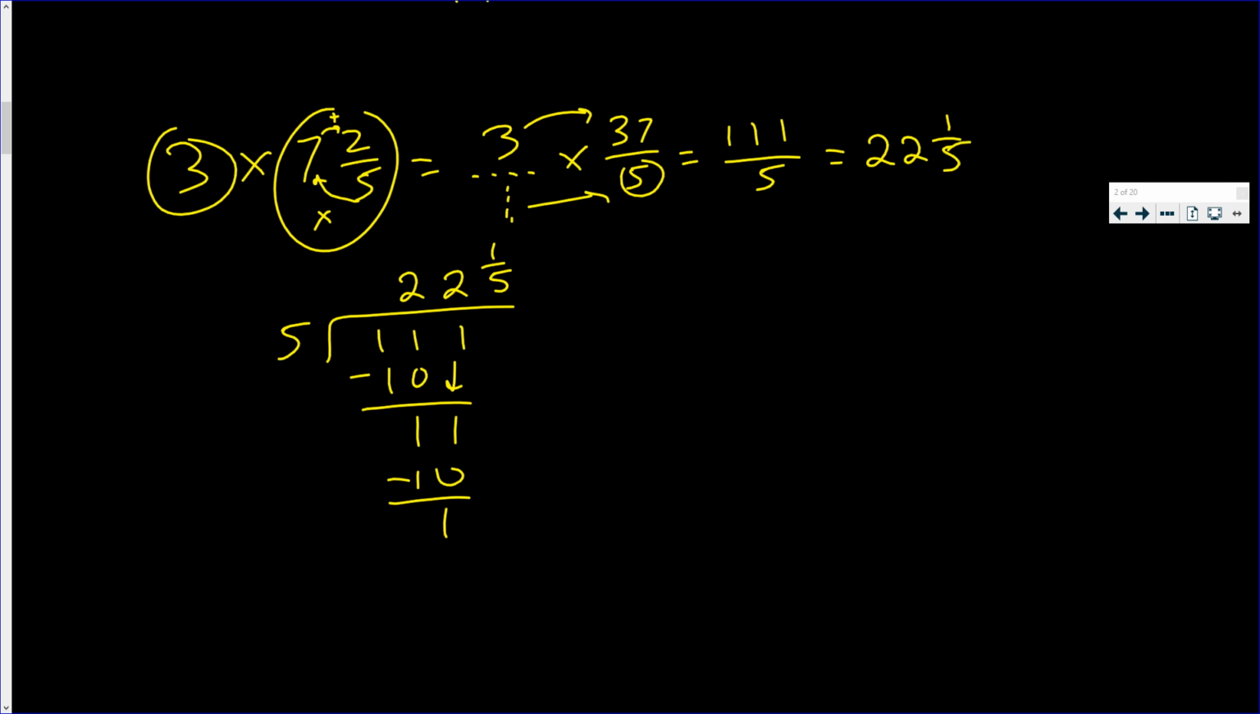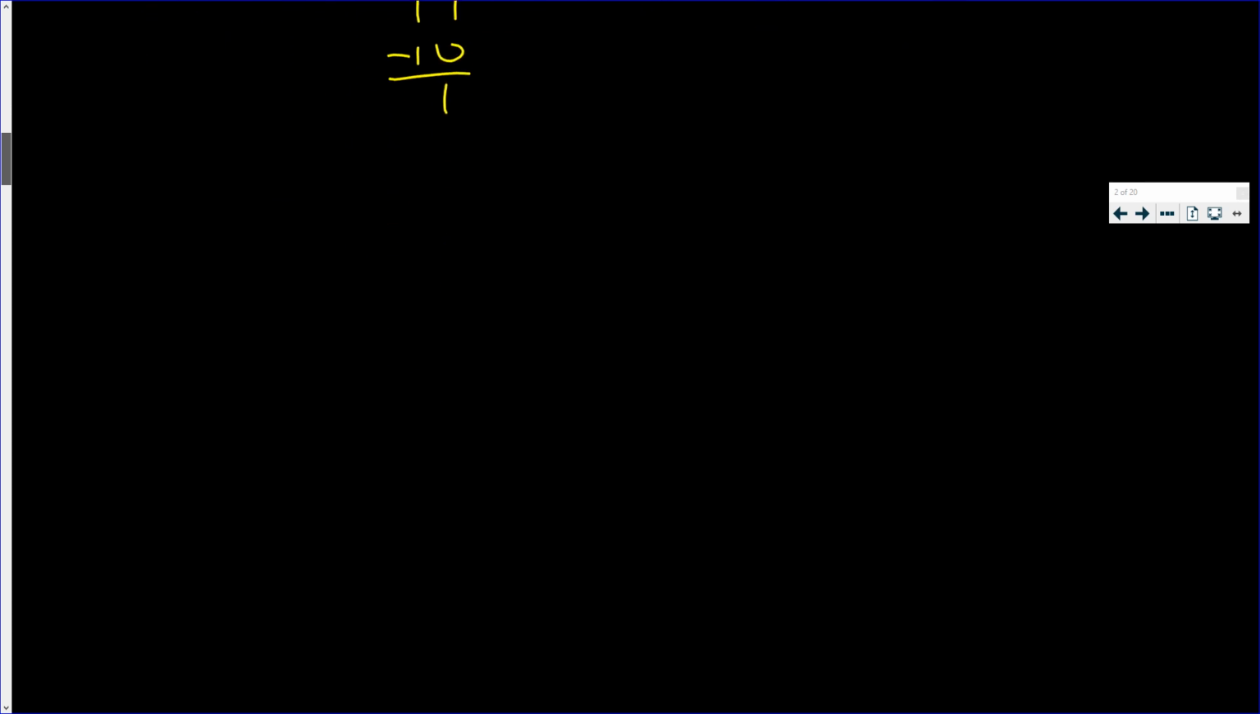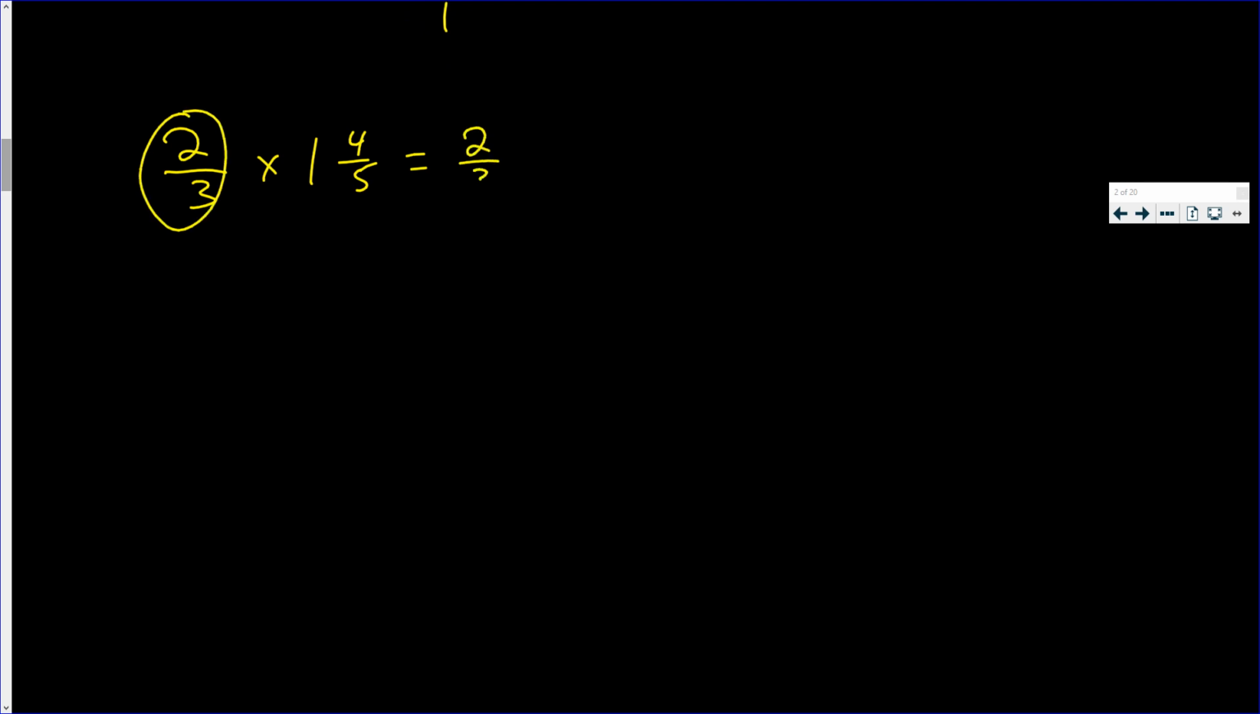So if somebody asks you, what do you get when you multiply those two numbers? You tell them 22 and 1/5. Suppose you have 2/3 times 1 4/5. Well, 2/3 is already a fraction, and as promised, it doesn't have to be improper. But this one is a mixed number. We need to convert it.